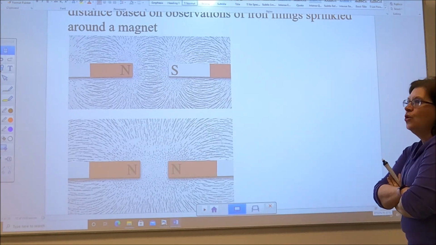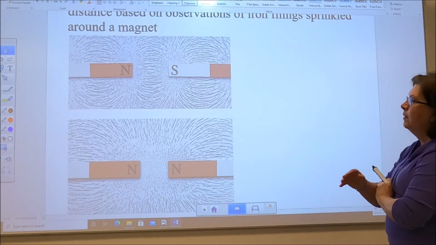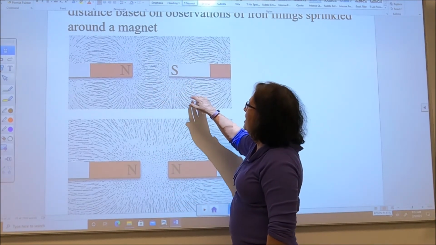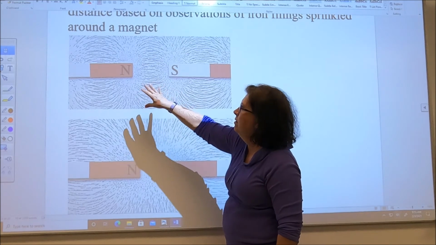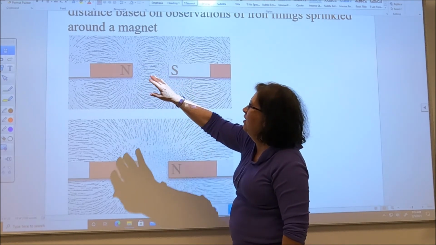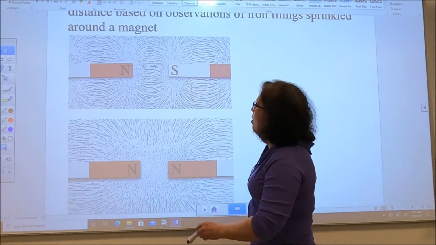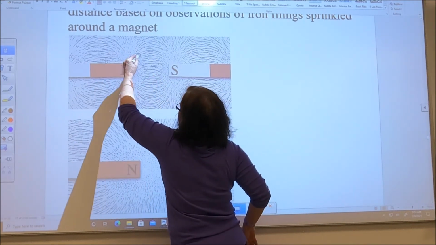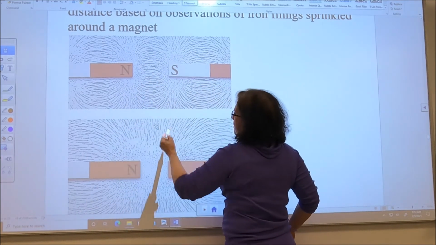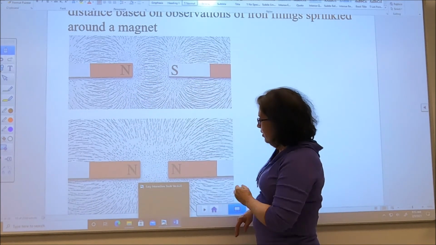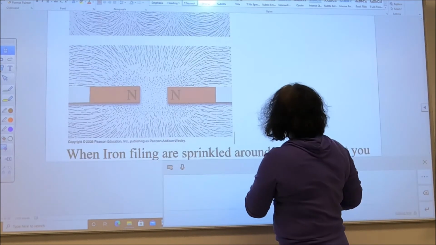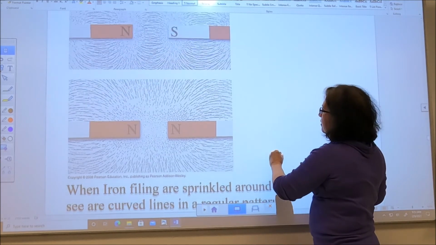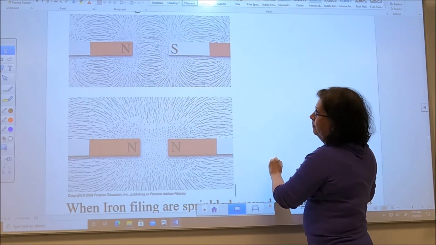Now, when we look at these two magnet setups, what Faraday noticed is that when he put iron filings in between, or sprinkled them around these two magnets, where we've got a north pole facing a south pole, they formed these lines. The iron filings collected in lines. And when he put a north up to a north, he got a different pattern.